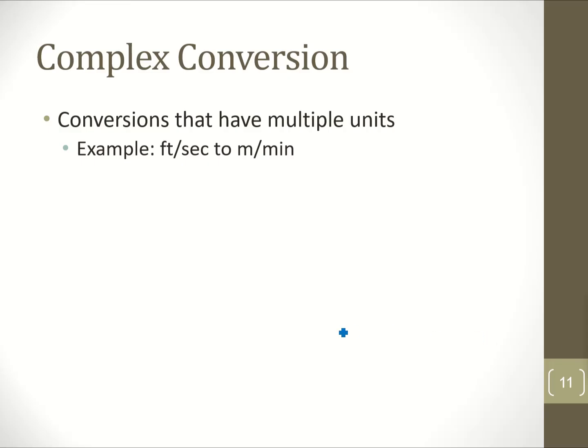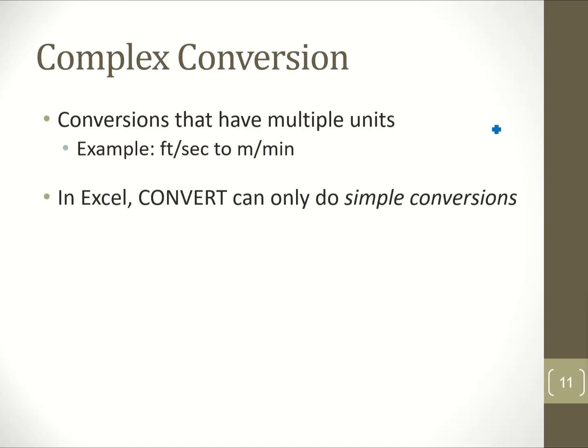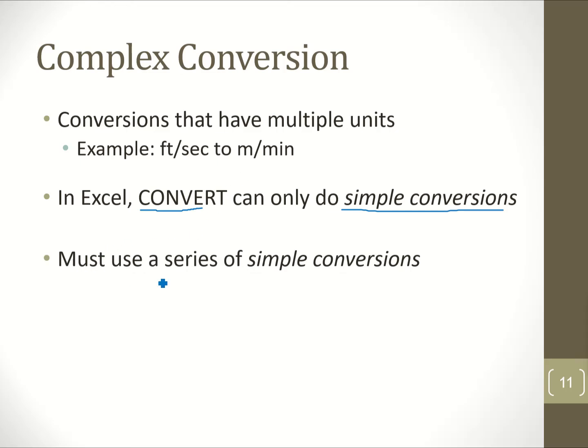Okay, here we are again with complex conversion factors. And complex conversions are ones that have multiple units. So again, like feet per second to miles per minute, right? Or meters per minute, maybe. All right. If we have something like that, how do we do that? In Excel, the convert function can only do simple conversions. It only does 1 unit at a time, right? So it can only do 1 unit. So we must use essentially a series of simple conversions, right?